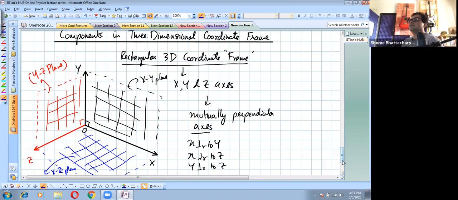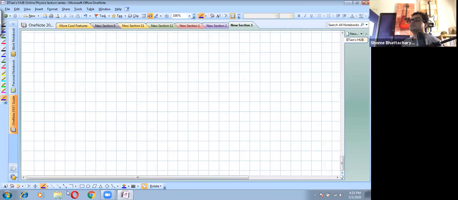Okay, so another way to visualize this is just think that we are constructing a rectangle, like a rectangular frame.